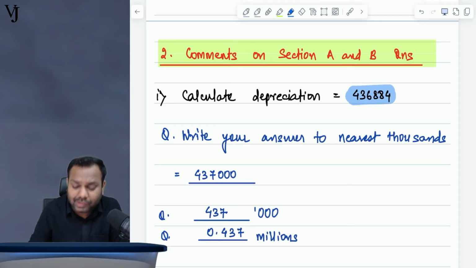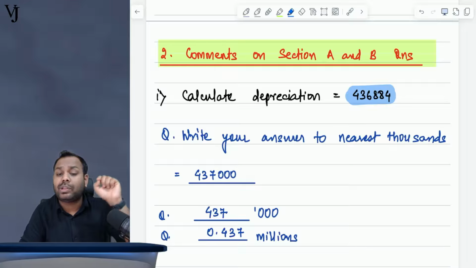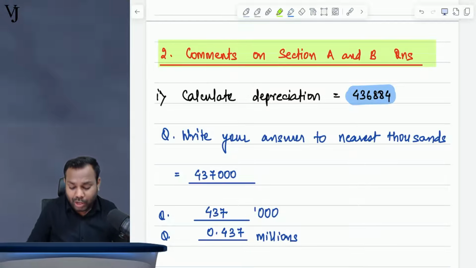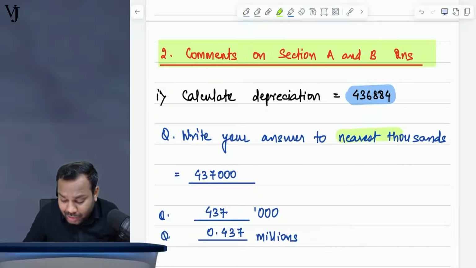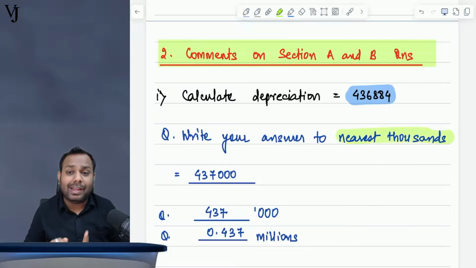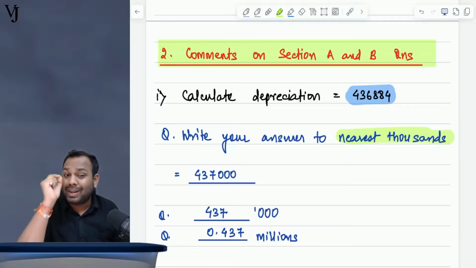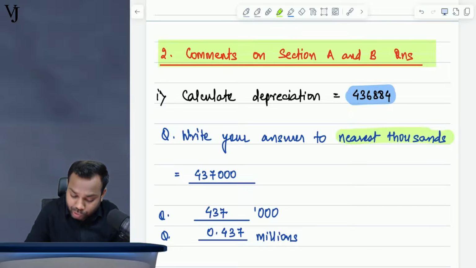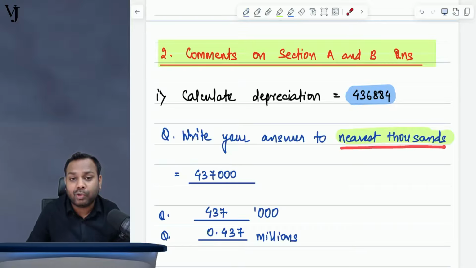as 436,884. But now the question is asking you to write your answer to the nearest thousands. And if you write 436,884, you will get 0. Why? Because the question is clearly stating to write your answer in nearest thousands.